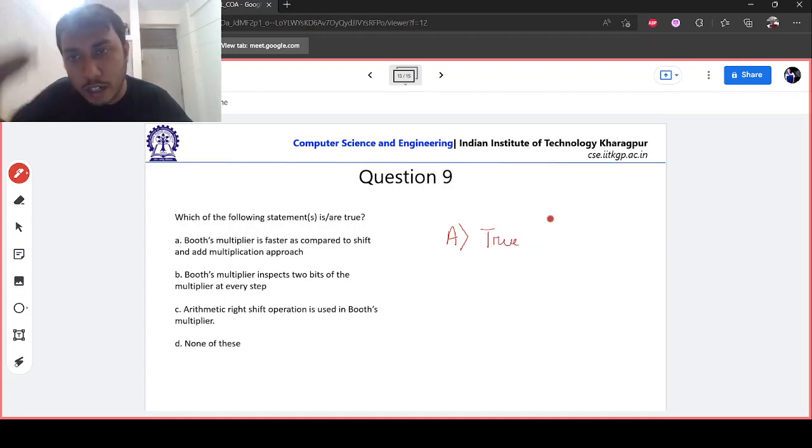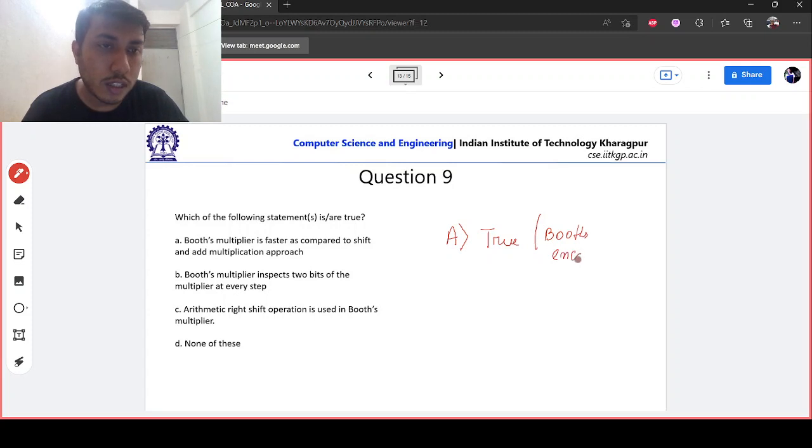One of the reasons it is faster is because of the encoding which is used, that is the Booth's encoding. That is one of the reasons that Booth's multiplier is faster compared to just the normal shift and add multiplication approach.